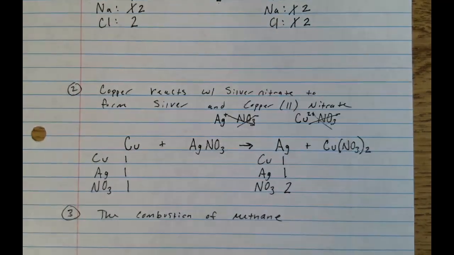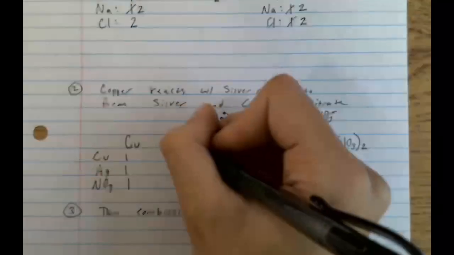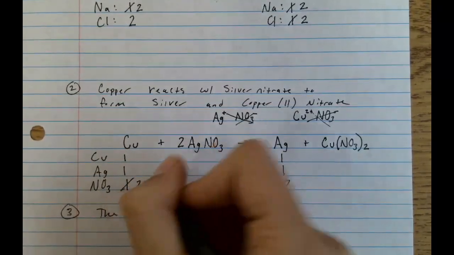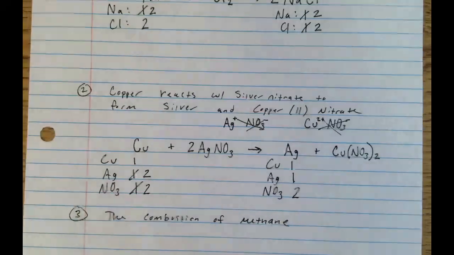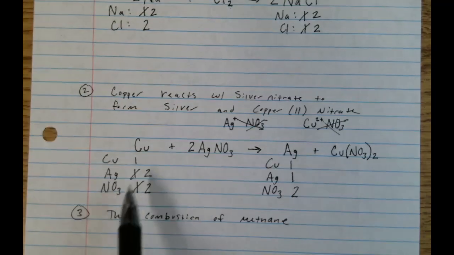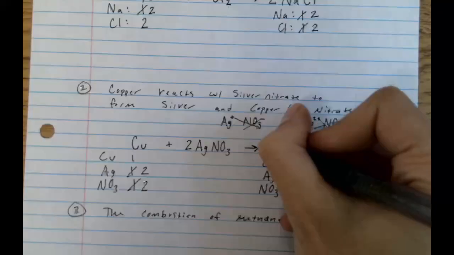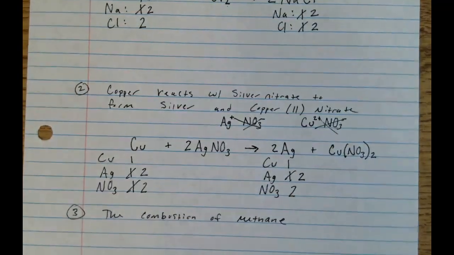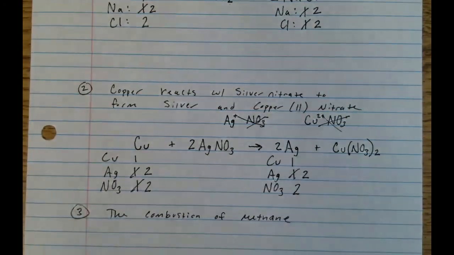So I'm going to go to the left-hand side, and I'm going to put a coefficient of 2 right in front of this compound, because that'll change my nitrate to 2. Unfortunately, it changes silver as well. So now we have 2 silvers on the left, 1 on the right, so I have to put a 2 right here. And once all your numbers match, you've balanced the reaction.